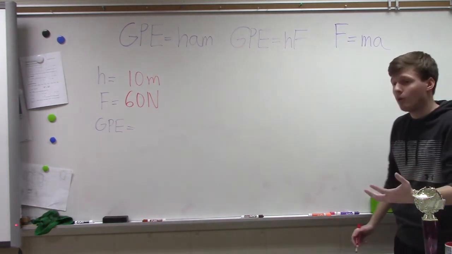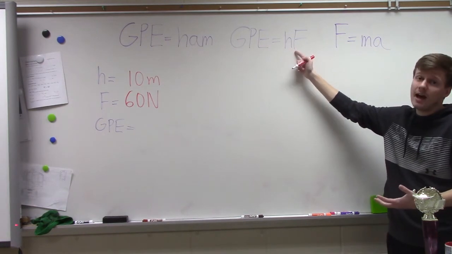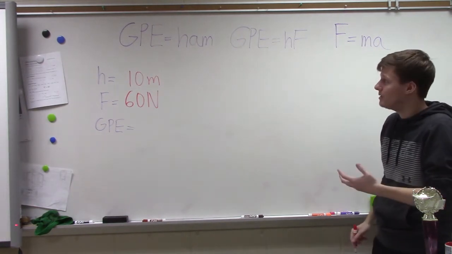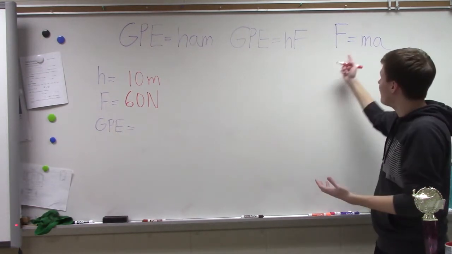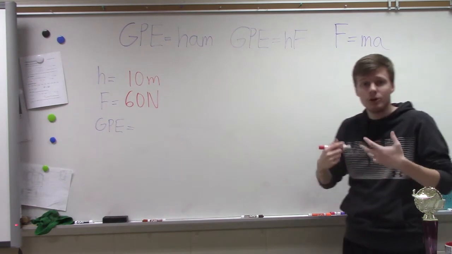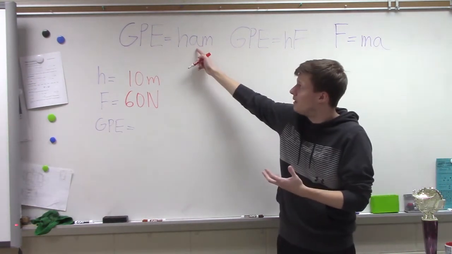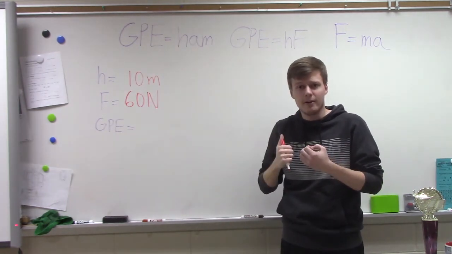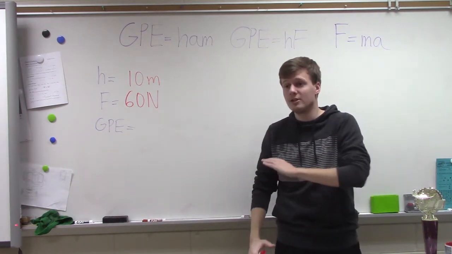We can use another formula, which is basically GPE equals HF, so height multiplied by force. And we can use this because if you really think about it, Newton's second law, which is F equals ma, or force equals mass multiplied by acceleration, the nice part is if we look at GPE here, we have acceleration and mass. They're being multiplied together, which means we actually can substitute that and just make it force. So we can just skip a step right here.